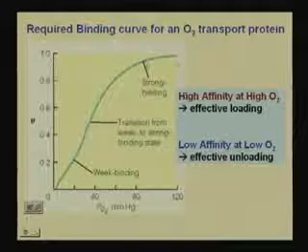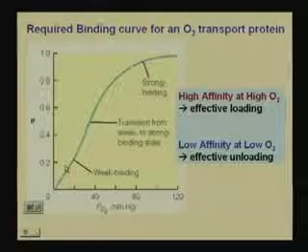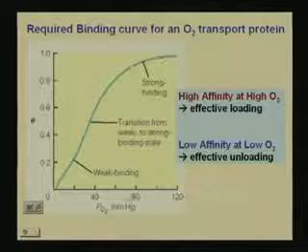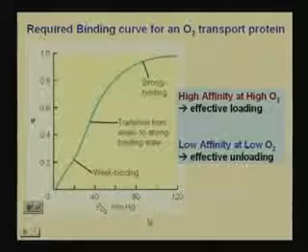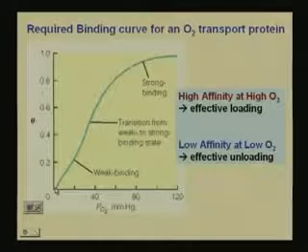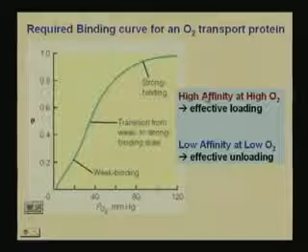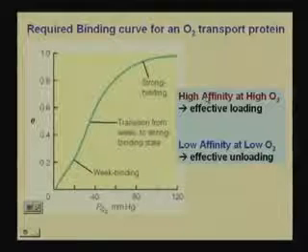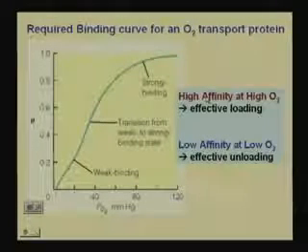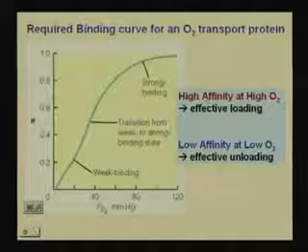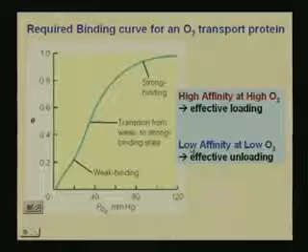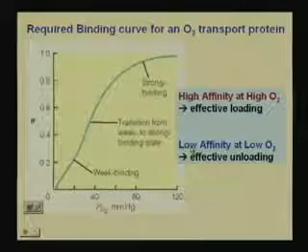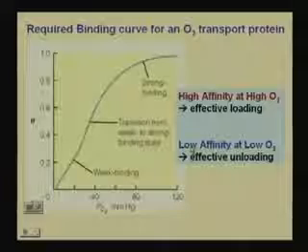Okay? It will bind it strongly, it will release it also strongly, depending on what? Depending on the partial pressure of the oxygen. So you would have it bind in a sigmoid fashion. It would have high affinity at high oxygen. Why? Because you want efficient binding, effective loading. It would have low affinity at low oxygen, so you would have effective unloading of the oxygen.